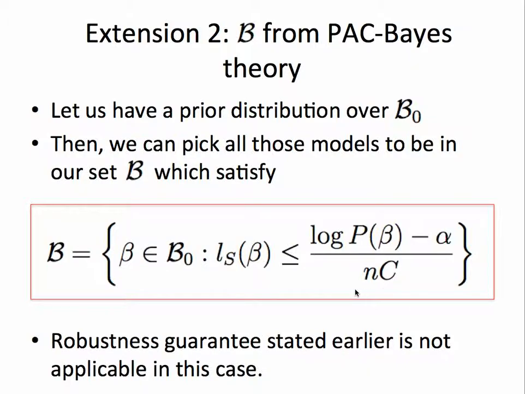What this says is that if the prior on a certain model is high, then we can allow for a higher value of normalized empirical error and still include that model in our set of good models. If the prior on a certain model is low, then we better have that the normalized empirical error of that model be low for it to be in our set of good models. In this case, the robustness guarantee stated earlier is not applicable, but this is still a principled way to use the historical data and our prior knowledge and combine them to define a set of good models.